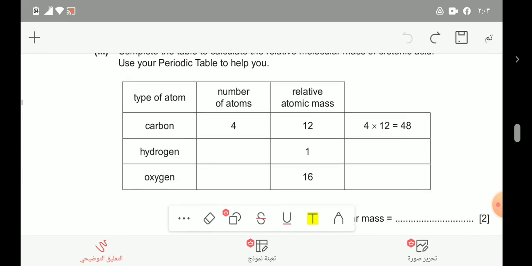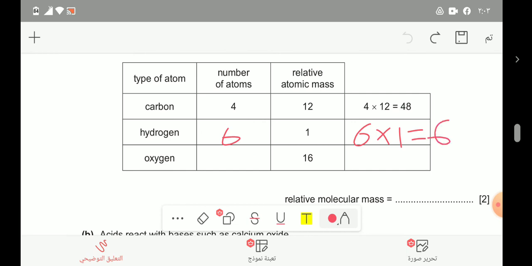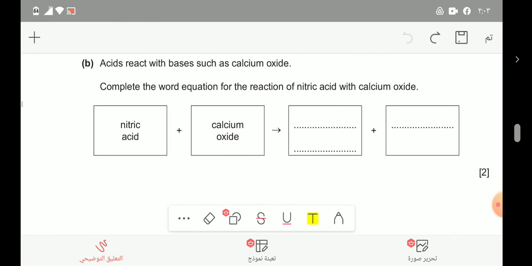Complete the table to calculate the relative molecular mass. Hydrogen, number of atoms 6, 6 times 1 equals 6. Oxygen, number of atoms 2, 2 times 16 equals 32. So you have to find the summation of them, the sum of them.